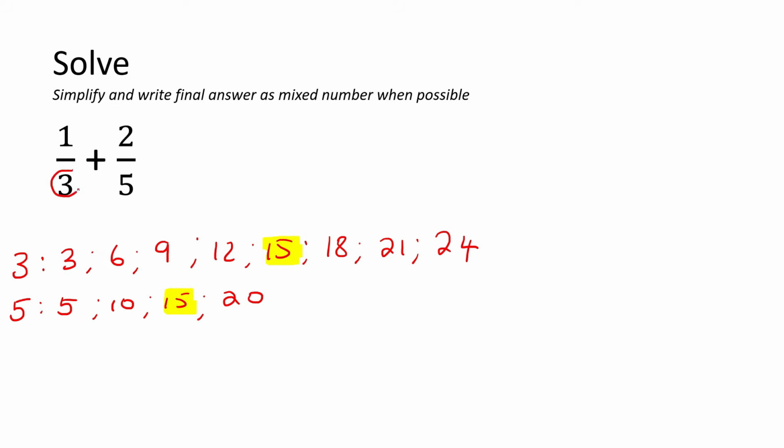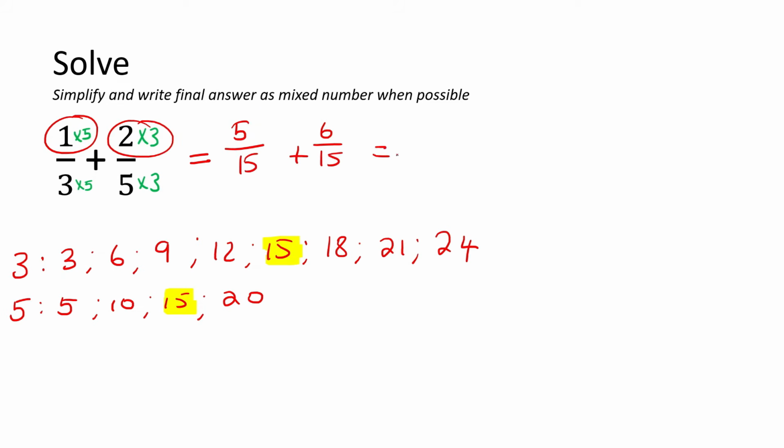So to make this one become a 15, I will multiply by 5, and what I do to the bottom, I do to the top. And for this one, I'll multiply by 3, and what I do to the bottom, I do to the top. And so this ends up becoming 5 over 15 plus 6 over 15. Now remember, when these numbers are the same, we just leave it like that. And then you just add these together. So 5 plus 6 is 11.